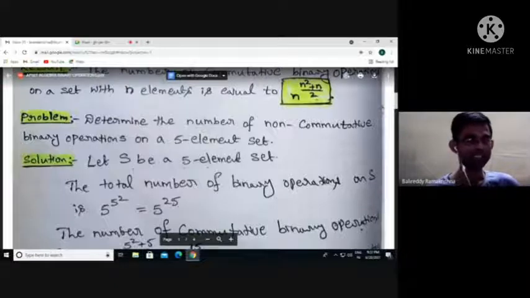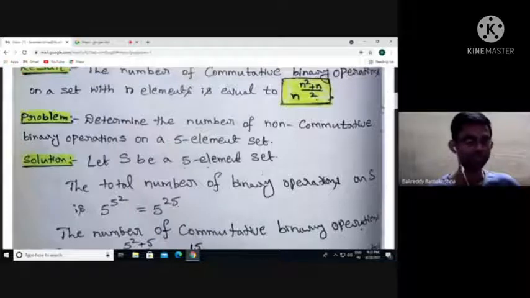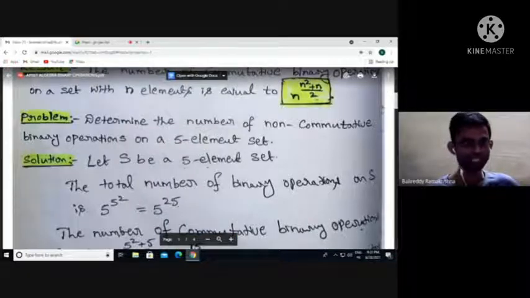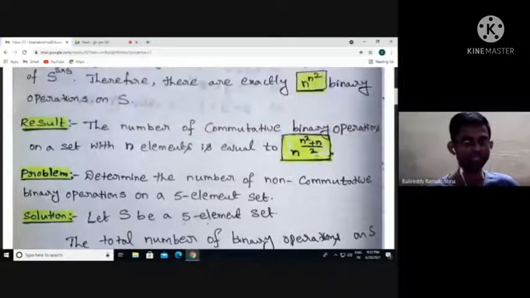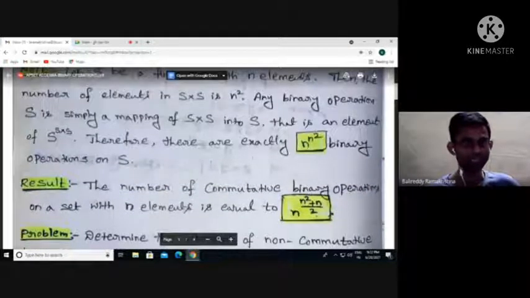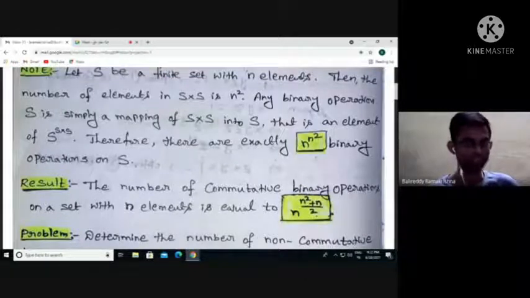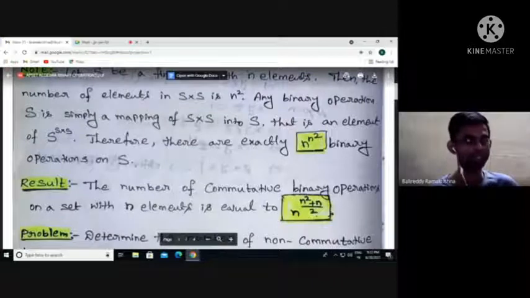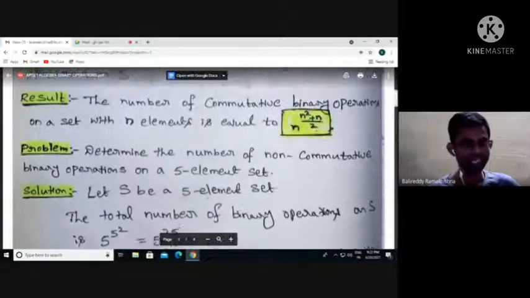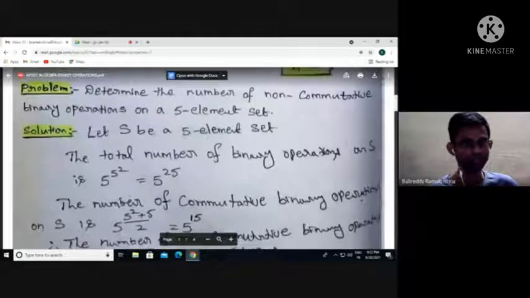Let S be a set with 5 elements. That is, S is a 5-element set. Therefore, the total number of binary operations on S is given by 5 to the power 5 squared, because if S is a set with n elements, then there are exactly n to the power n squared binary operations on S, including commutative as well as non-commutative binary operations. It is the total number of binary operations on a set with n elements, and here n is equal to 5. Therefore, the total number of binary operations on S is 5 to the power 5 squared, that is nothing but 5 to the power 25.